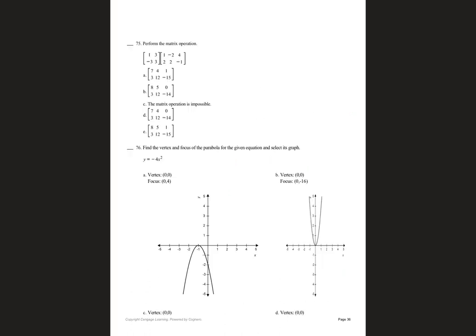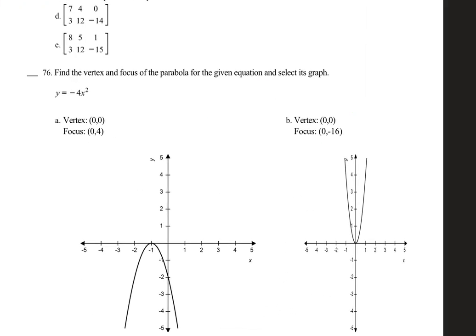All right, so this one said, find the vertex and focus of the parabola for the given equation. What's weird about this one is that the x squared has a value on it, and the squared term cannot. So if you look onto your, which again, this is what you'll get given.